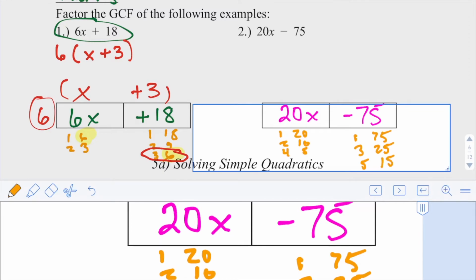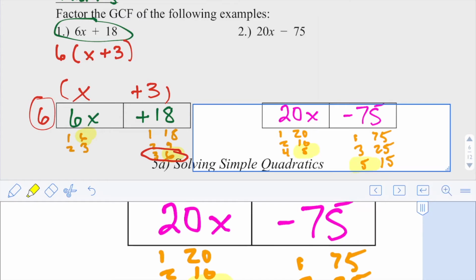6 doesn't go into 75. 7 doesn't go into 75. 8 doesn't go into 75. 9 doesn't go into 75. 10 doesn't go into 75. 11, 12, 13. Nope, so that works. So 5 and 15, those are all my factors. So now I want to find my GCF to pull out. Well, over here, my largest GCF that is in both groups is this 5.